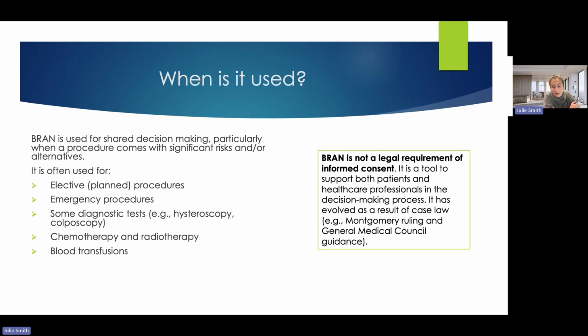BRAN is not a legal requirement of informed consent. I think that's a really important point to make. It is a really useful tool that can support patients and healthcare professionals, again, to make sure that it is a shared decision within that process. It's really evolved over time as a result of some case law that I will talk about briefly as well, but it's not a legal requirement.